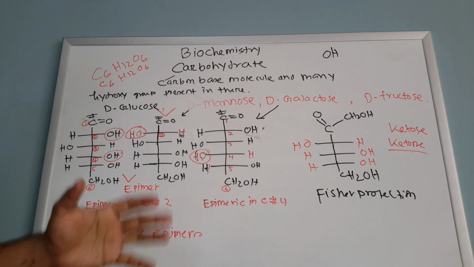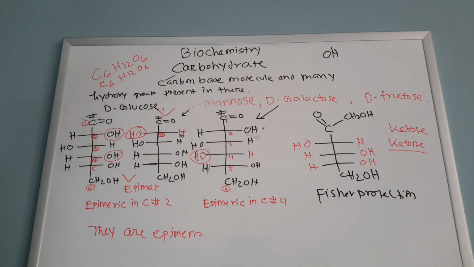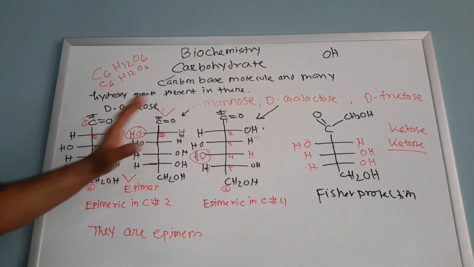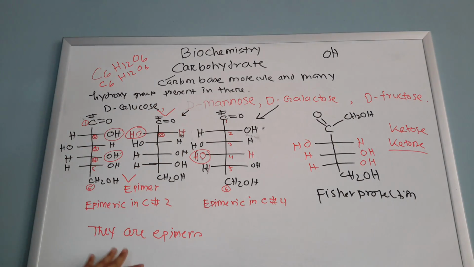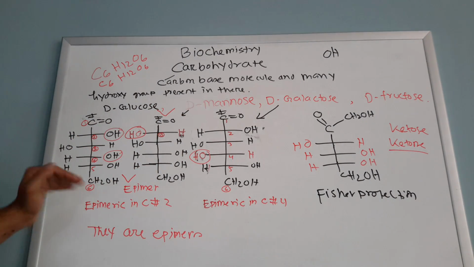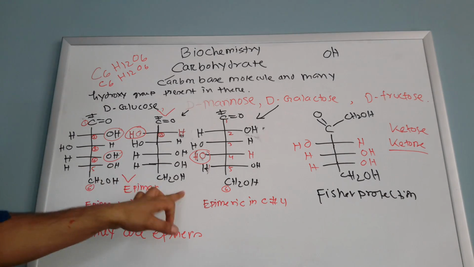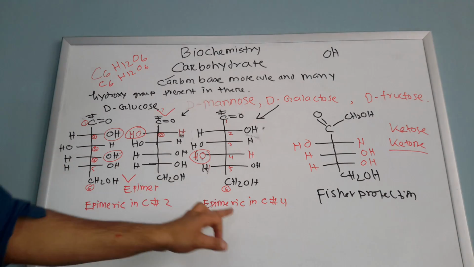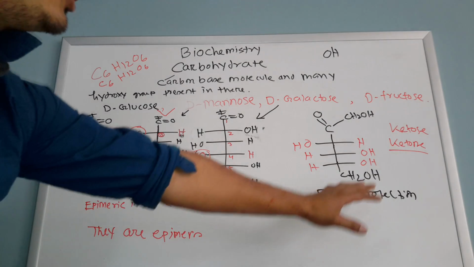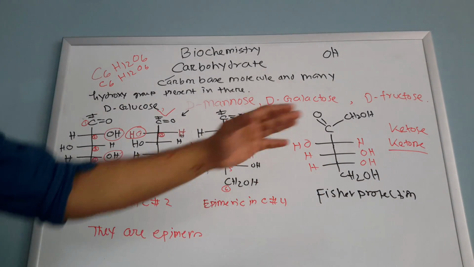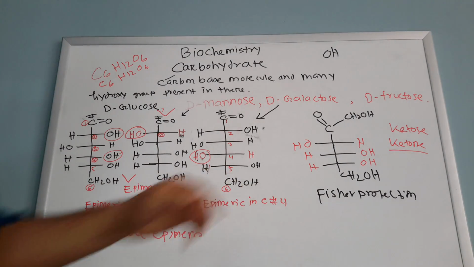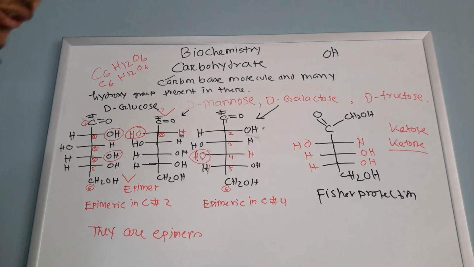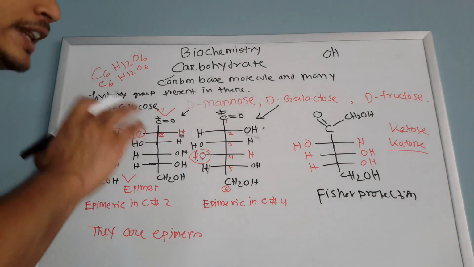So I think you understand the Fischer projection of D-glucose, D-mannose and D-galactose, and you learned these three are epimers. You also know the epimeric difference between D-glucose and D-mannose, between D-glucose and D-galactose, and you learned the Fischer projection of D-fructose, and how you can number this one. I'll show you the easy technique.